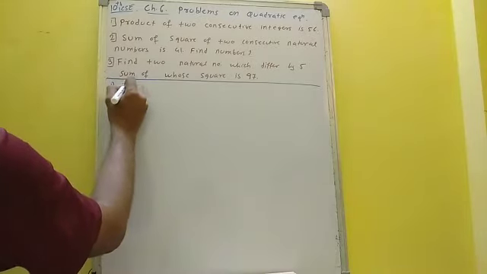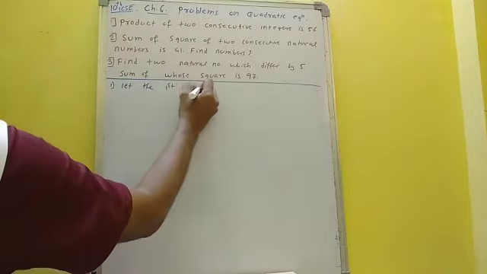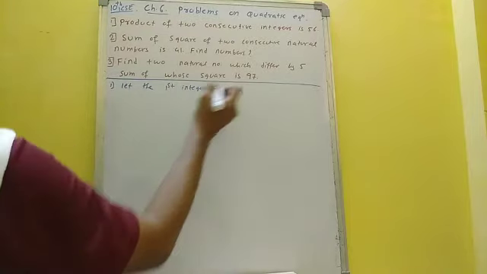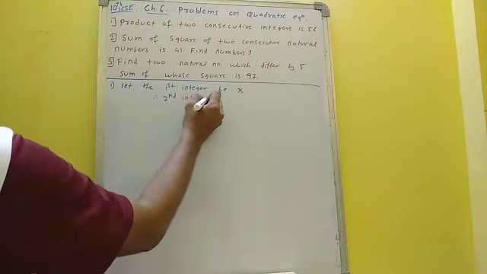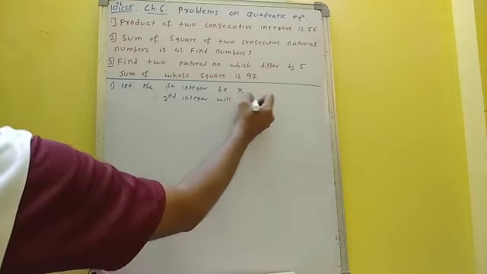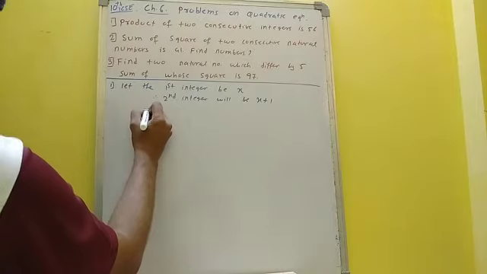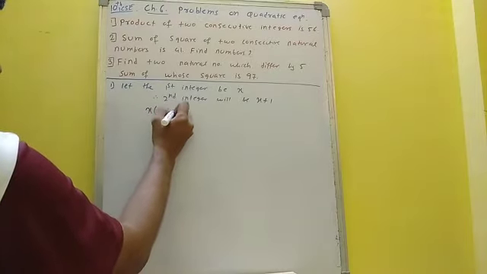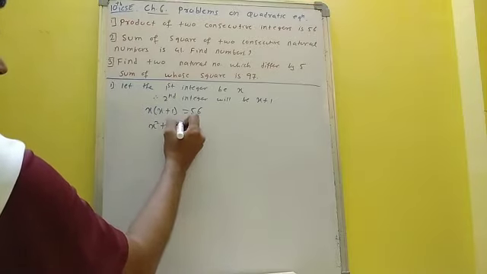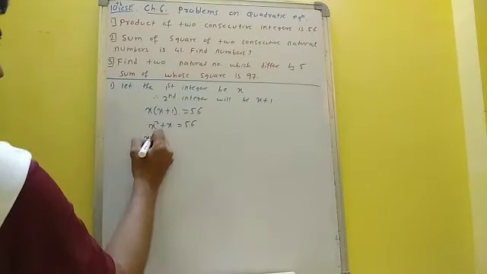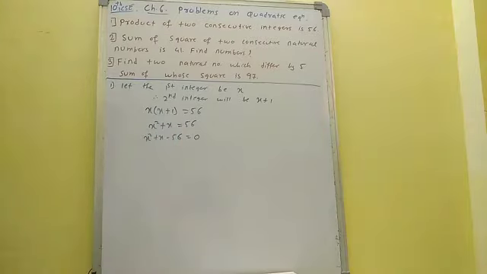So let the first integer be x. Therefore the second integer will be x plus 1. Now product means multiplication. x multiplied by x plus 1 is 56. So we have x square plus x is equal to 56. x square plus x minus 56 is equal to 0.